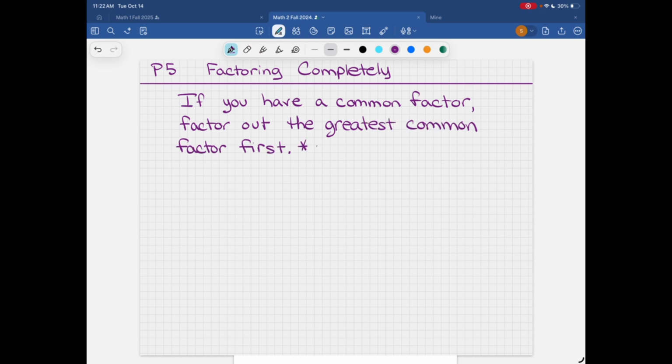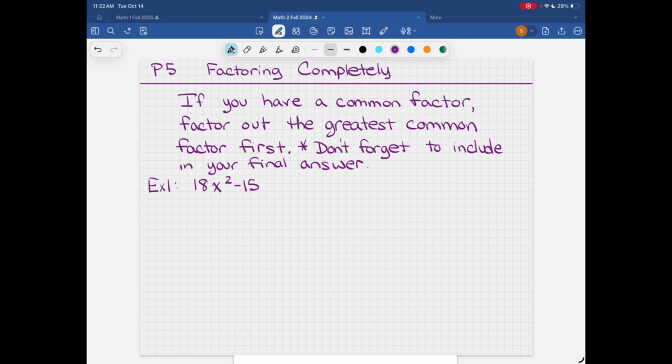And I'm going to put a little asterisk here because you don't want to forget to include it in your final answer. So let me give you a couple of examples. Example 1 is going to be factor 18x squared minus 15x plus 3.